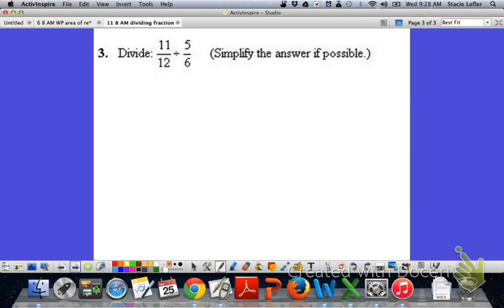So try this one on your own. Pause the video, but remember to always check and see if you can simplify first. It just makes it nicer, easier numbers to work with, and you don't have to simplify in the end. Okay, pause.